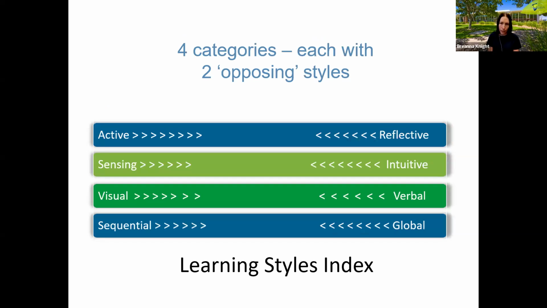So it looks a bit like this. There are 4 categories, and each has 2 opposing sides or styles. So you can see there you've got reflective and active, sensing and intuitive, visual and verbal, and sequential and global. But it's really important to understand that these aren't just one or the other. It's a continua. So that's why it's set out like that, as you can see, one to the other, because you'll fall somewhere along here. So you might not be all the way over here at active or all the way over here at reflective. You'll be somewhere along the continua. So that's the way these work.